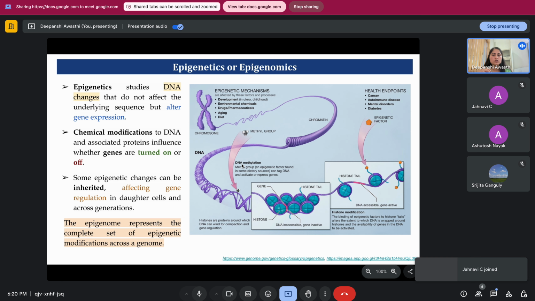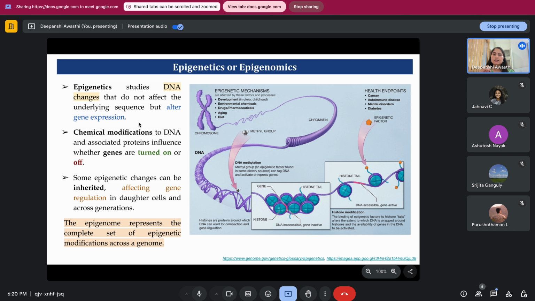Okay, so this is also an addition to the previous slide, in which epigenetics studies the DNA changes that do not affect the underlying sequence but alter the gene expression. Previously, when we were discussing mutation, I mentioned that mutation is a change in the DNA sequence. It is not any modification, but the sequence gets changed. But in epigenetics, the DNA is changing, but the sequence is not changing. Either some group is attached to it. For example, DNA could get methylated.